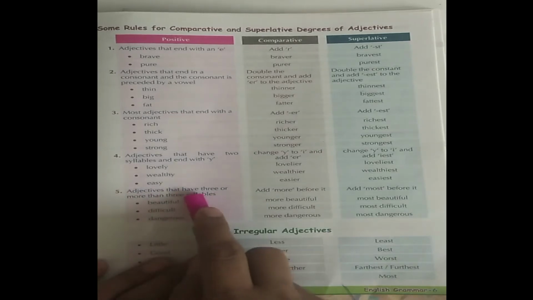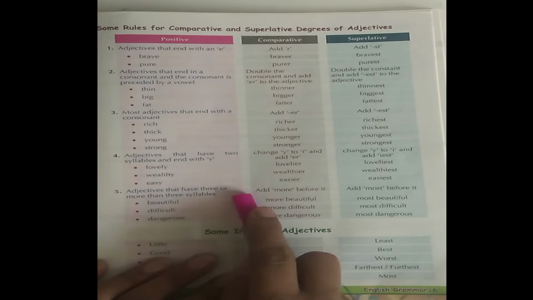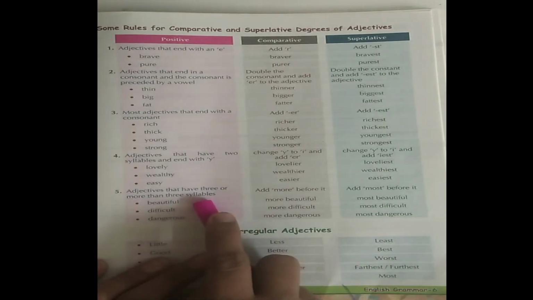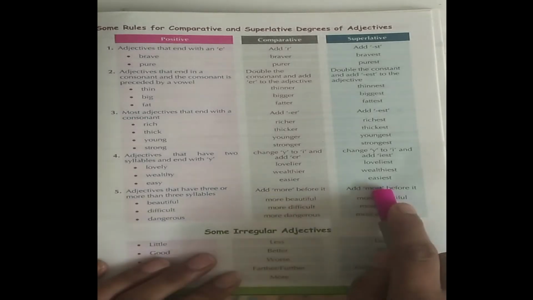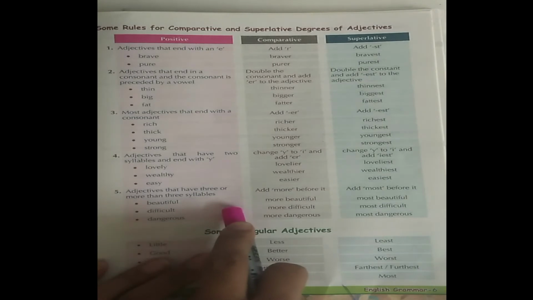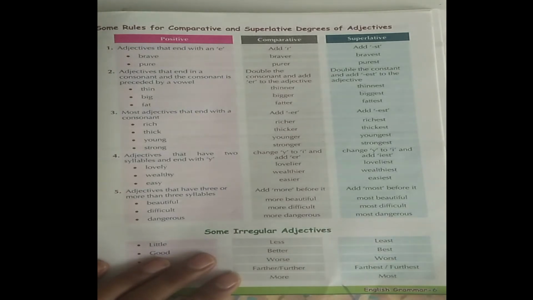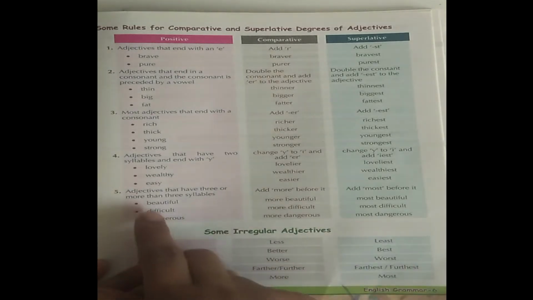Now we will move on to the last rule of adjectives. Adjectives that have 3 or more than 3 syllables: how to write them into comparative and superlative forms. Yes, it is also explained to all of you in the previous video. I have explained this rule, that when we are given adjectives with more than 2 syllables, then we have to write more and most with the given adjectives.